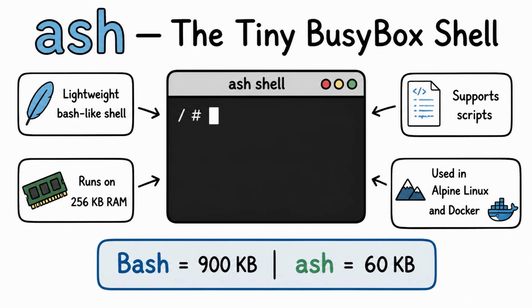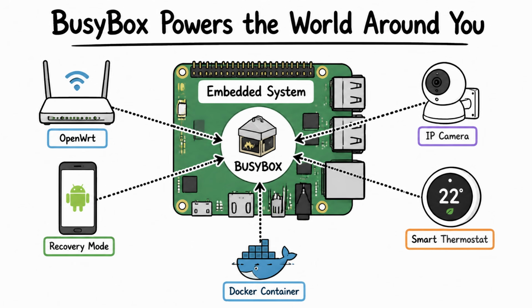Ash is Bash compatible enough that most shell scripts just work. You can write if statements, loops, functions, all the basics are there. And on an embedded system with only 256 kilobytes of RAM available for the shell, Ash fits perfectly where Bash simply can't. Now, let's look at where Busybox shows up in the real world, because it's honestly everywhere.